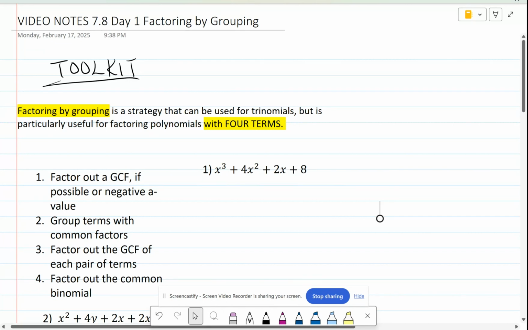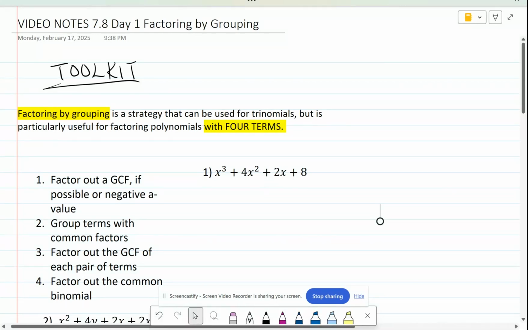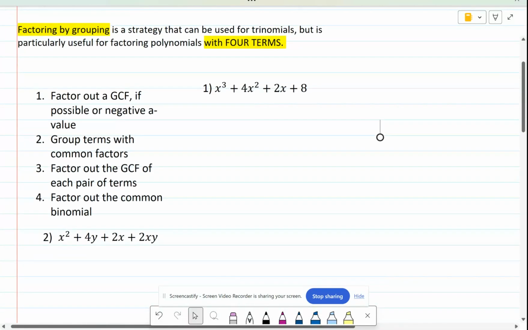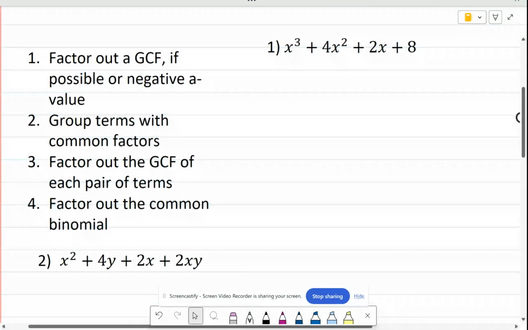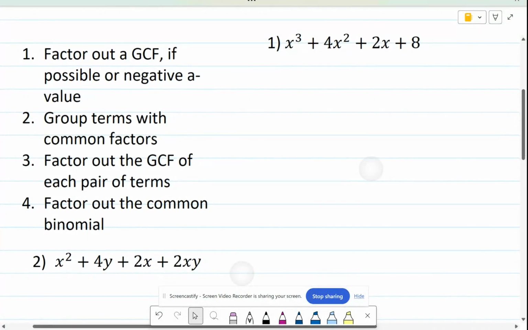Factoring by grouping is a strategy that can be used for trinomials, which we'll get to towards the end, but this is particularly useful for factoring polynomials with 4 terms. So anytime you have 4 terms, you now know that you have to use this method, which is called factoring by grouping. Please feel free to pause the video as we go through these examples to write down any steps or whatever it is that you need to do.